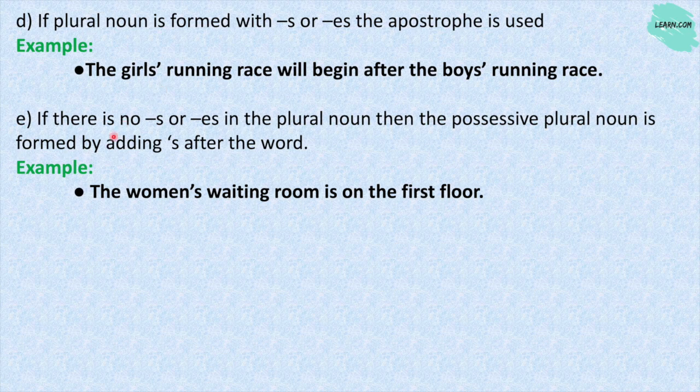And finally, if there is no S or ES in the plural noun, then the possessive plural noun is formed by adding S after the word. Means if the plural noun is not ending in S. See here the plural noun women is ending in N. So we have to use apostrophe and then S. The women's waiting room is on the first floor. Plural not ending in S, then we use apostrophe and then S.